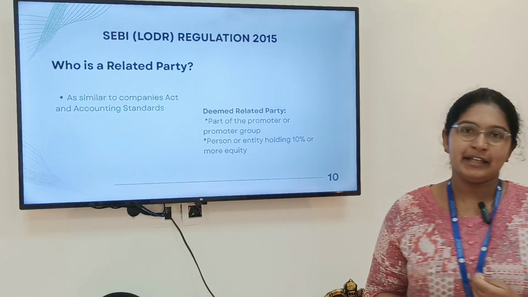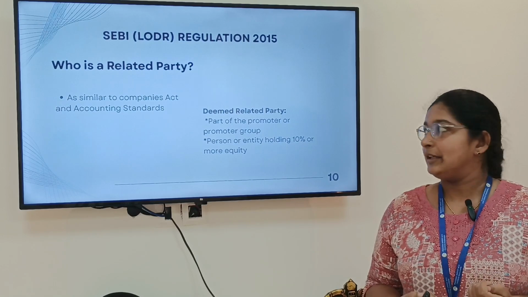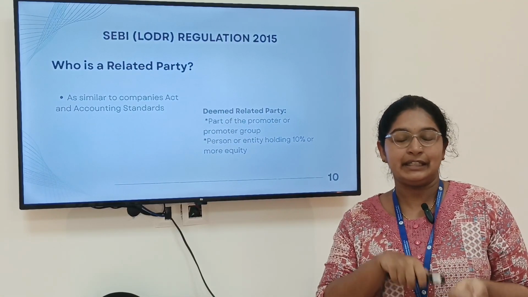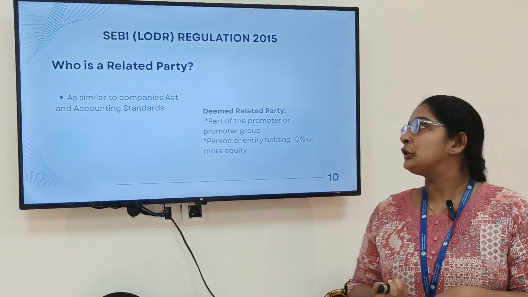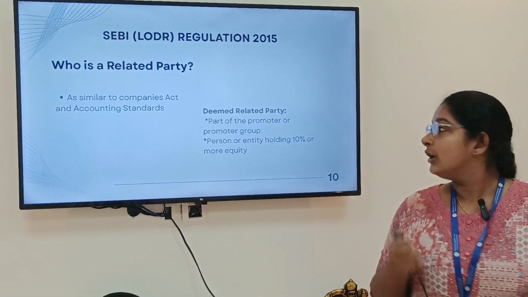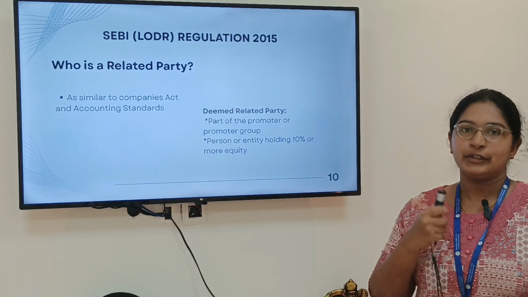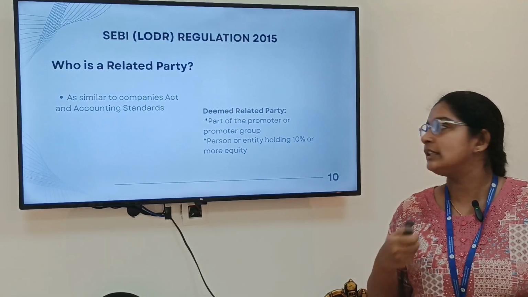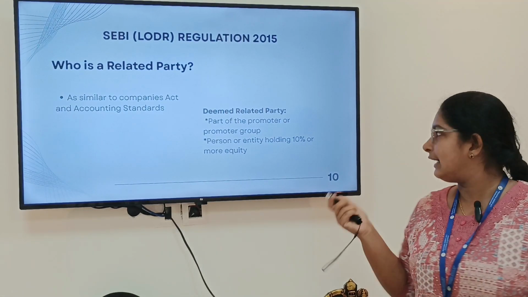Let's go to the SEBI Regulations 2015. What is the definition under SEBI? SEBI says the definition is as defined in the Companies Act and also the accounting standard, but it includes two more points like deemed related party. Who are they? They are part of the promoter or promoter group, and one more thing is the entity who holds 20% or more interest in the entity.